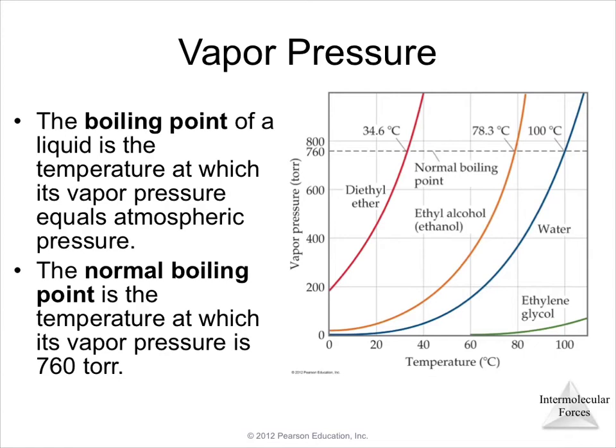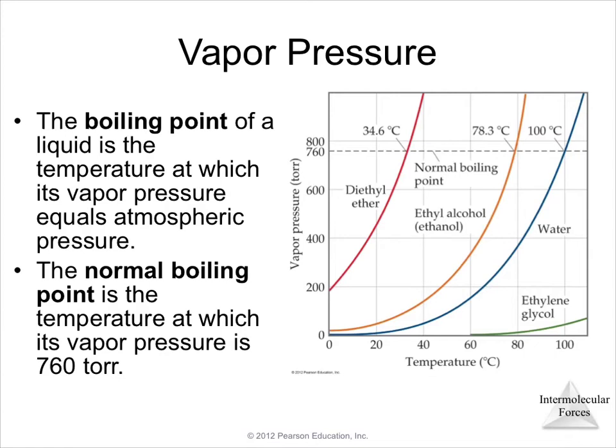Okay, so the boiling point of a liquid is the temperature at which its vapor pressure will equal atmospheric pressure. The normal boiling point is the temperature at which its vapor pressure is 760 torr, which we know is equal to 760 millimeters of mercury, or 1 atmosphere. So if we just want to give a definition, boiling point is when my vapor pressure is equal to the pressure that the atmosphere is also exerting on that liquid. They need to be equal to one another.